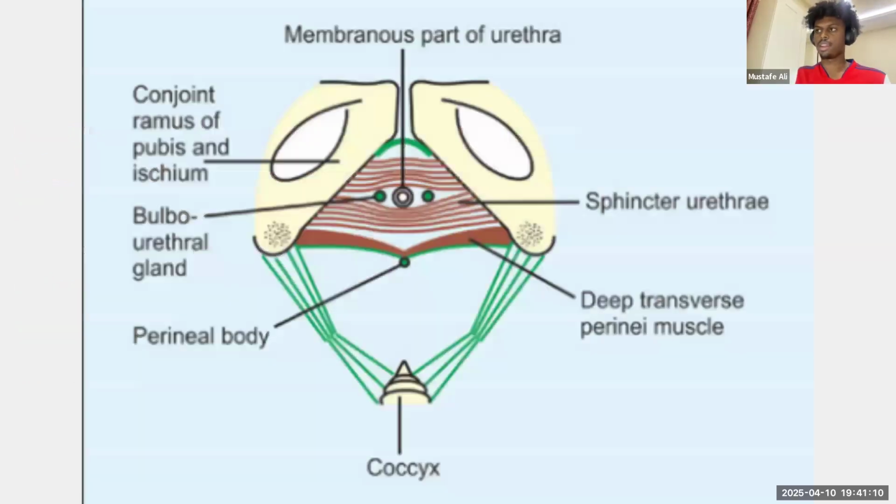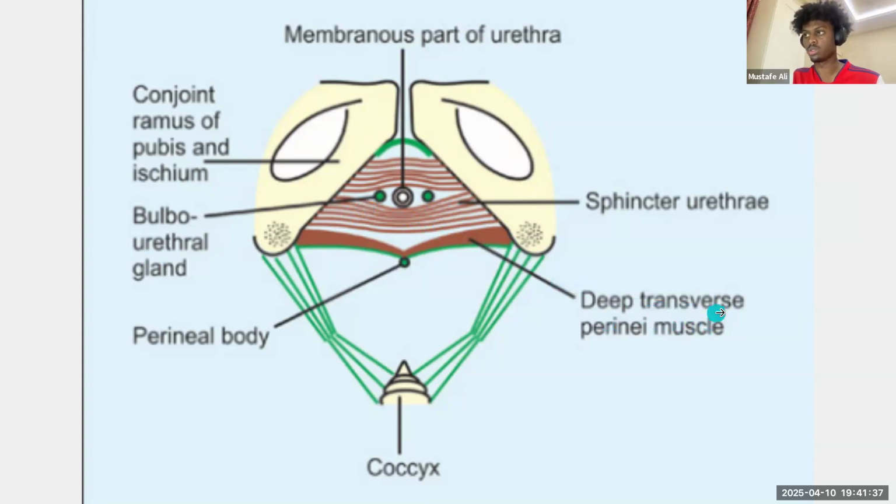Now, this picture basically shows the structures that are present in the deep perineal pouch. We've got the membranous urethra right here. In a male, we've got the bulbourethral glands. We've also got the sphincter urethrae. In a female's deep perineal pouch, there would be an extra muscle called the urethrovaginal sphincter, okay? And they wouldn't have bulbourethral glands. They would have greater vestibular glands, okay?